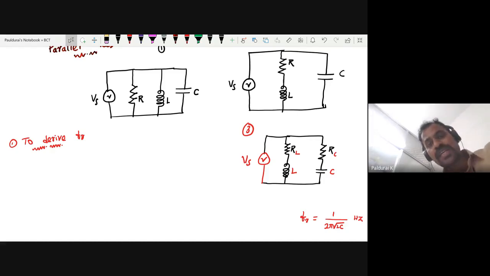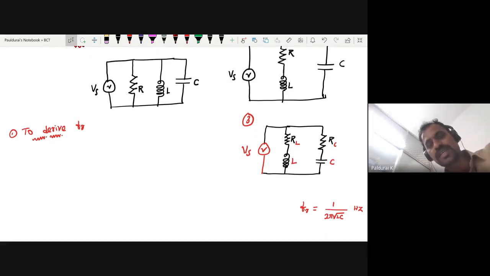How will you find the resonant frequency? Let me explain the flow. Just listen. The flow is, in order to calculate the resonant frequency for any circuit, it may be circuit 1, 2 or 3, the flow is the same. So let me explain the flow first. It's very simple. First find the impedance, Z, the total impedance.